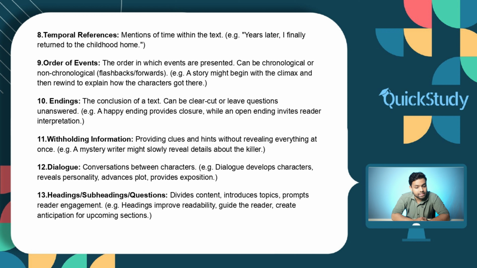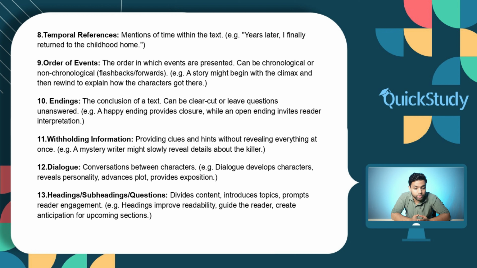Number 10 are endings. The conclusion of a text can be clear-cut or leave questions unanswered. For example, a happy ending provides closure, while an open ending invites reader interpretation. We see a lot of movies or read books which have a cliffhanger, which is known that the story hasn't ended, but the book has. So these create a separate type of impact on the reader, and the ones which have a good ending or a happy ending leave a different type of impact on the reader.